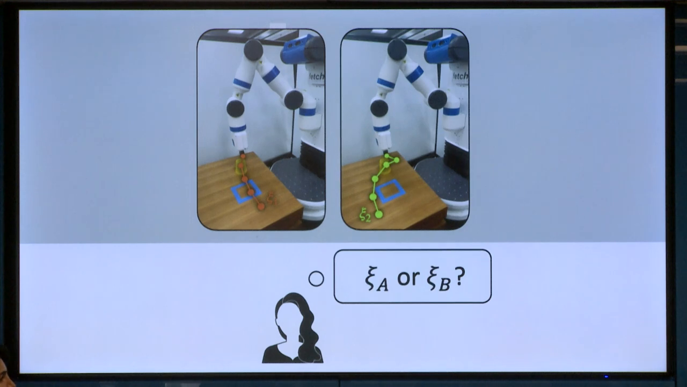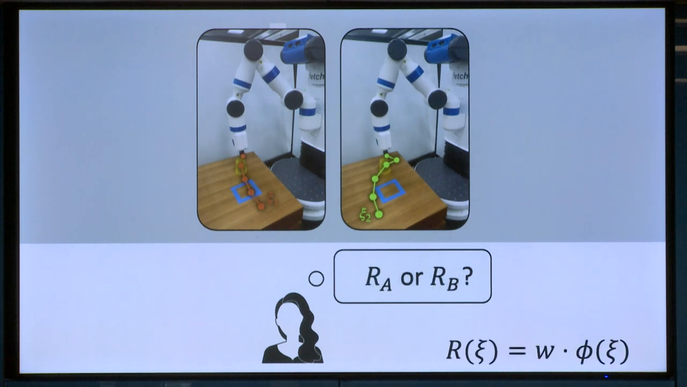Okay. And the human's response to this type of query is going to give me some information about the underlying reward function that they are trying to optimize, their value. If you think about value alignment, this is really about value alignment: me trying to figure out what it is that the person wants the robot to do. Maybe the person wants to avoid going through the blue region here, okay?